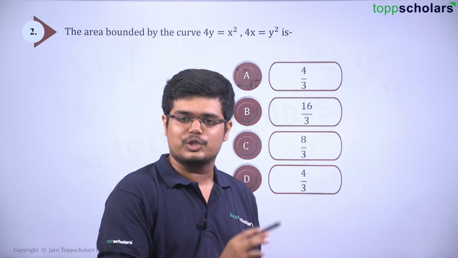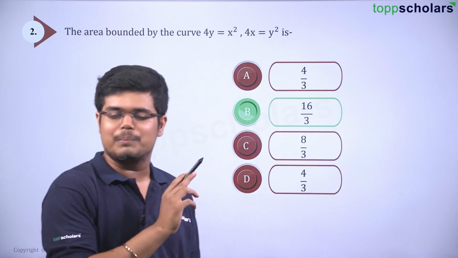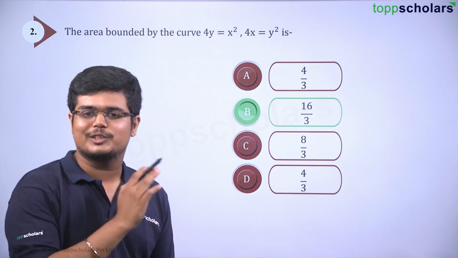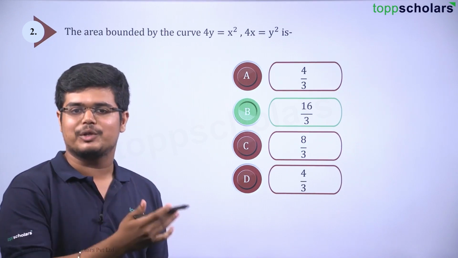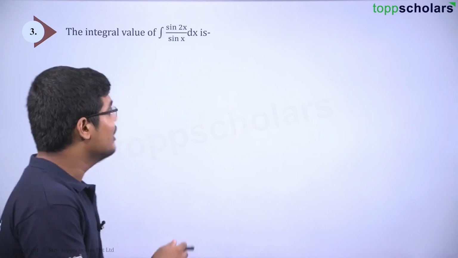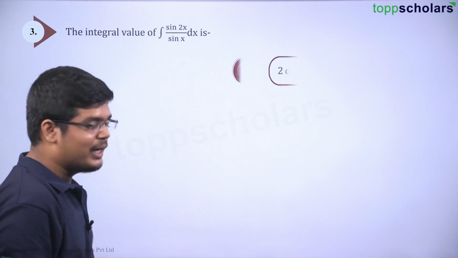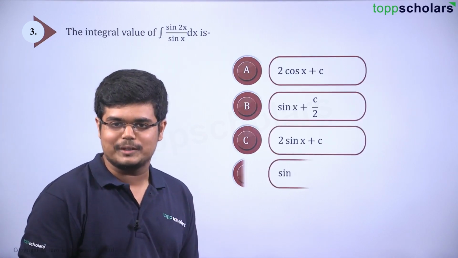With that, we complete this question. The correct answer to this is option B, 16 upon 3. With that, students, we complete this question. Let's proceed to the next question. The next question that we have is, we have to integrate sine 2x upon sine x, and these are the 4 options that we have.